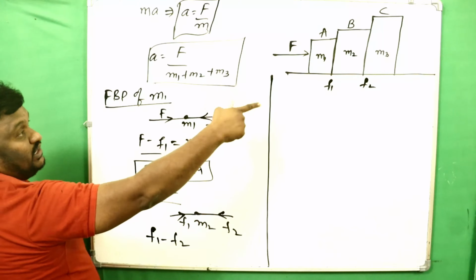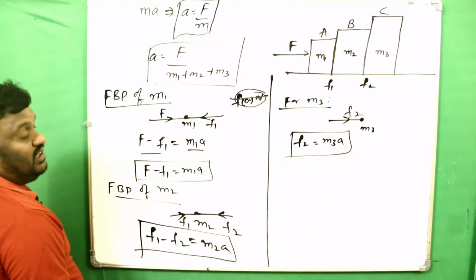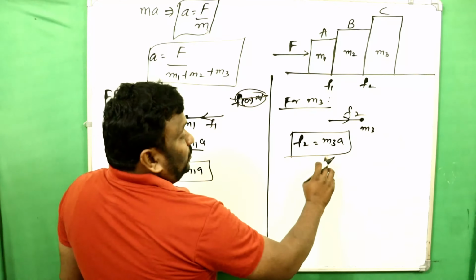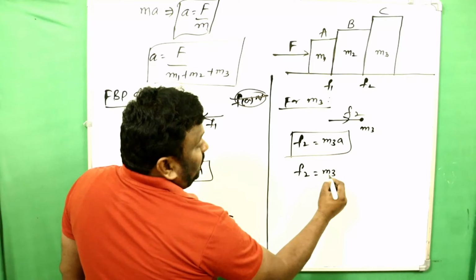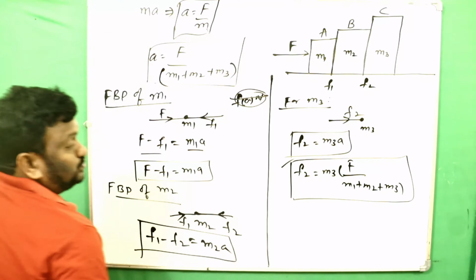Now for the third body, m3, the free body diagram of m3. On m3 we have only f2. f2 is there because of B, and that should be equal to m3a. So f2 is equal to m3 times the value of a, which is F by m1 plus m2 plus m3. So this is the expression for f2.